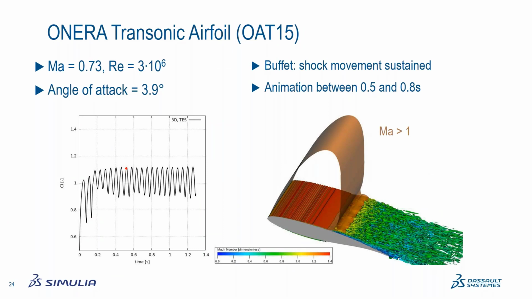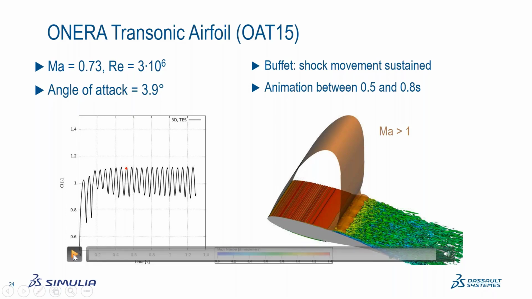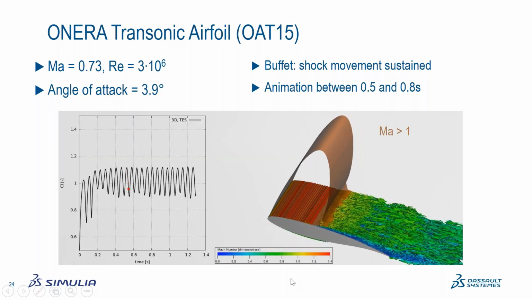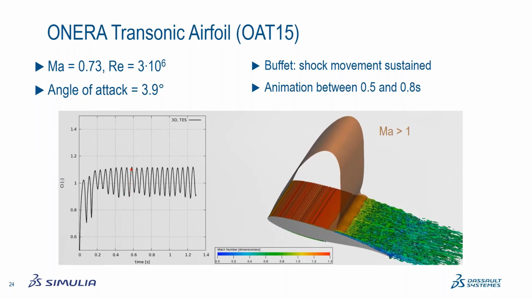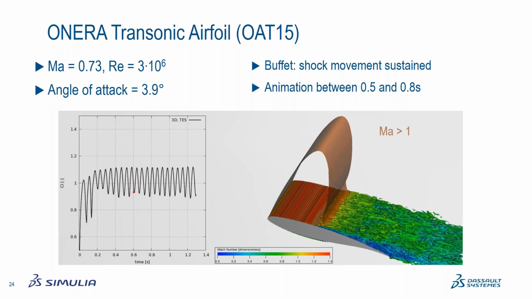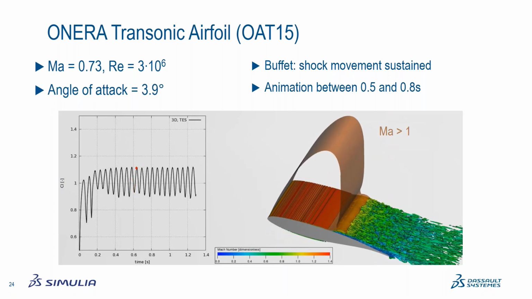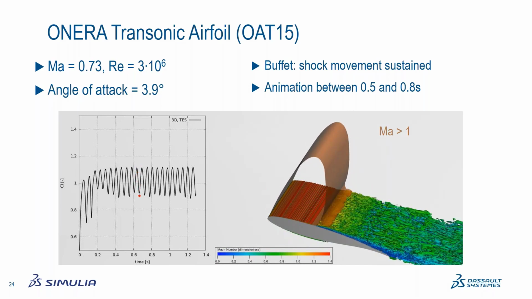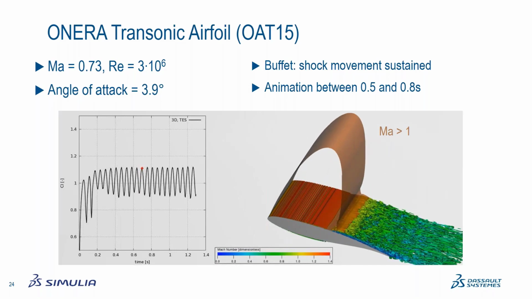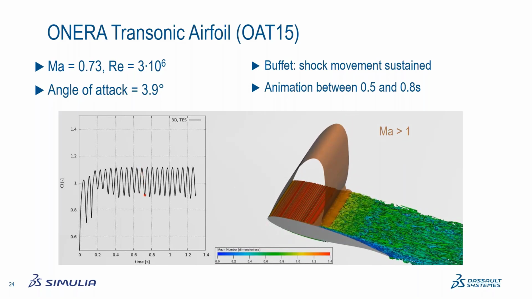Now I will talk about transonic airfoil simulation. This is the Honda transonic airfoil, which we simulate at a Mach number of 0.73 and a Reynolds number of 3 million with an angle of attack of 3.9. And the interesting thing that is happening here is that we are running into transonic buffet. And what this means is, if I play this animation, that we have an interaction between the transonic flow region, which is this brown isosurface, and the flow separation that is induced due to the strong shock on the airfoil surface. And this basically creates an oscillatory movement of the shock.